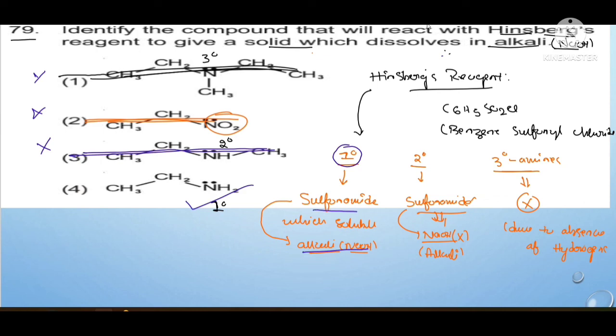Why? Because primary amines form a sulfonamide which is soluble in alkali, that means sodium hydroxide. Option 4 is our correct answer.